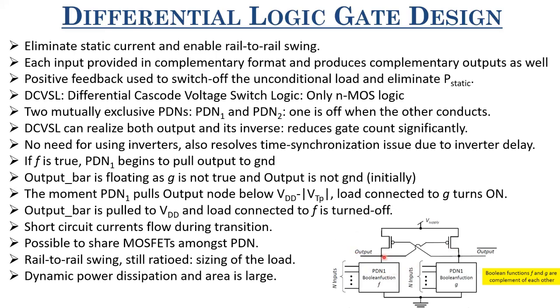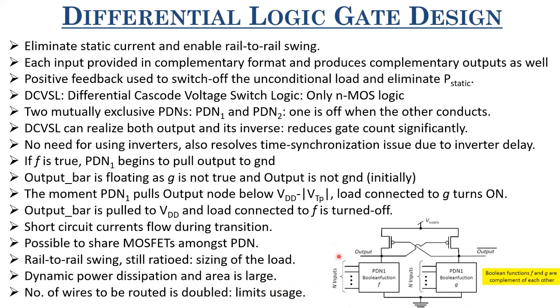Also, since you have output and output bar both, therefore there will be two capacitances. So dynamic power dissipation will be larger. Area is also large because you don't have just n plus 1 MOSFETs, you have more than that. Also, one factor that I'll be introducing now, since you have output and output bar here, the number of wires to be routed in your logic is pretty large. And that is something which limits its use.